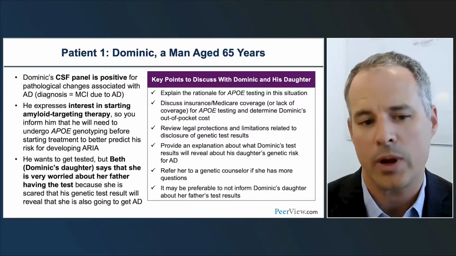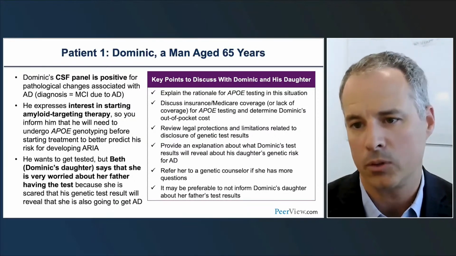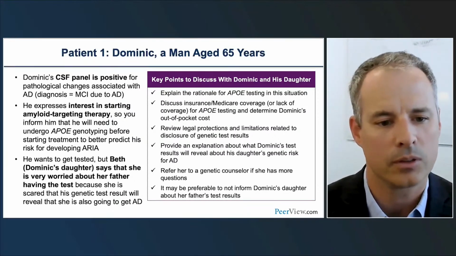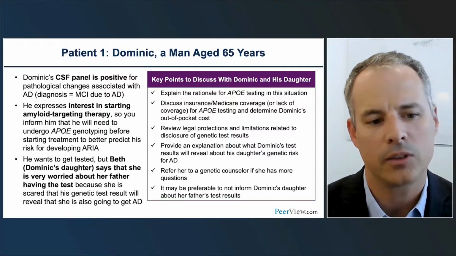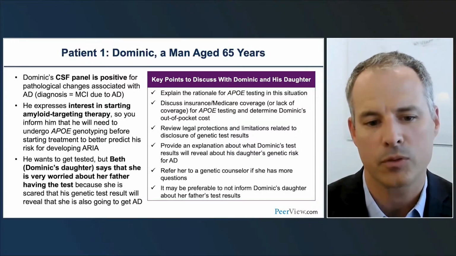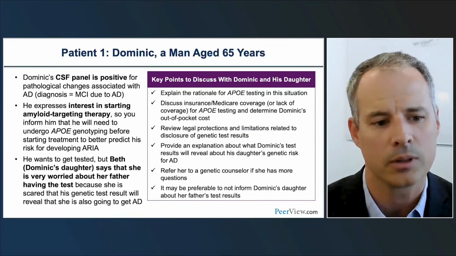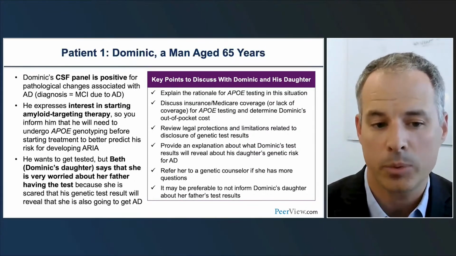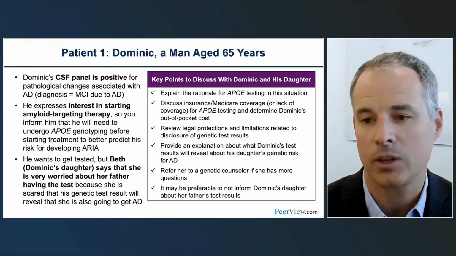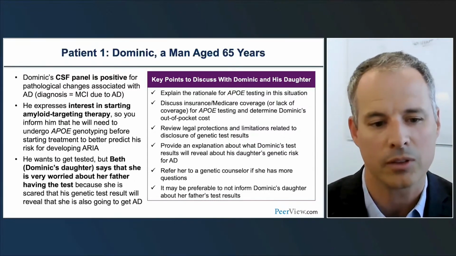First is to explain the rationale for ApoE testing. Why are we doing this? Which we did to some degree. Second is discuss the insurance coverage for the testing so he can understand that there may be out-of-pocket costs related to it. Third is to review the legal protections and limitations, and particularly with his daughter, so she understands this on the front end.